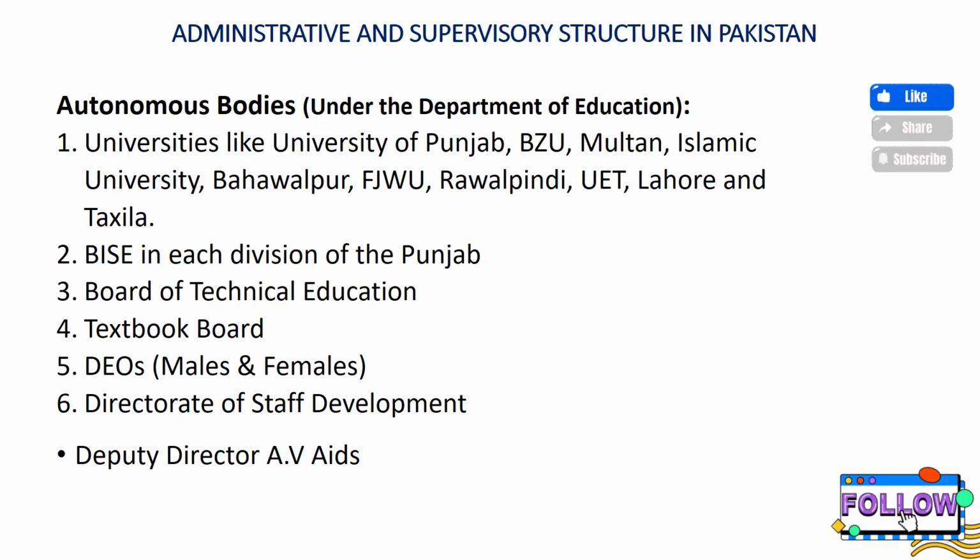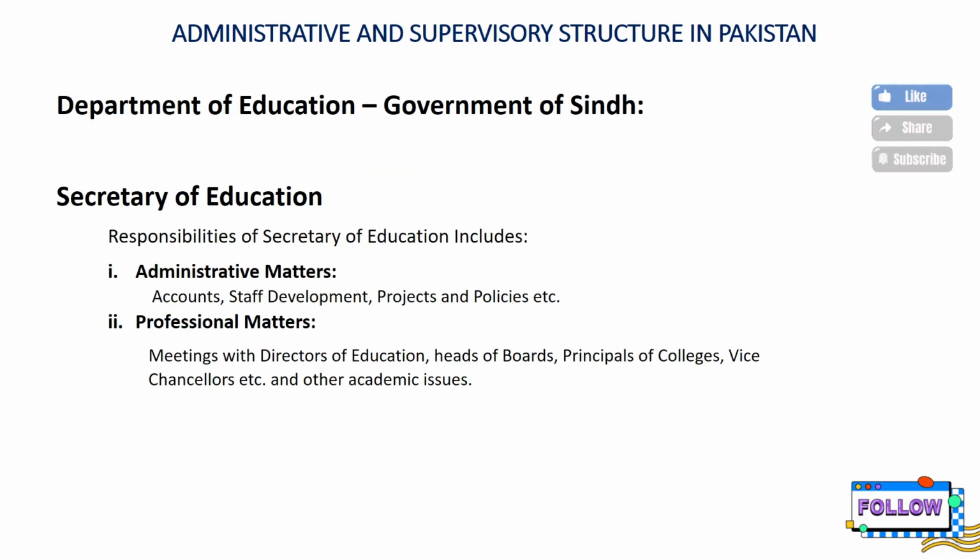And there are the autonomous bodies under the Department of Education, like universities such as University of Punjab, Bahauddin Zakariya University of Multan, Islamia University Bahawalpur, Fatima Jinnah Women University Rawalpindi, UET Lahore, and Taxila. So each division of the Punjab has its own boards, and the Board of Technical Education, textbook boards, DOs for male and female, and the Directorate of Staff Development, duty directors.